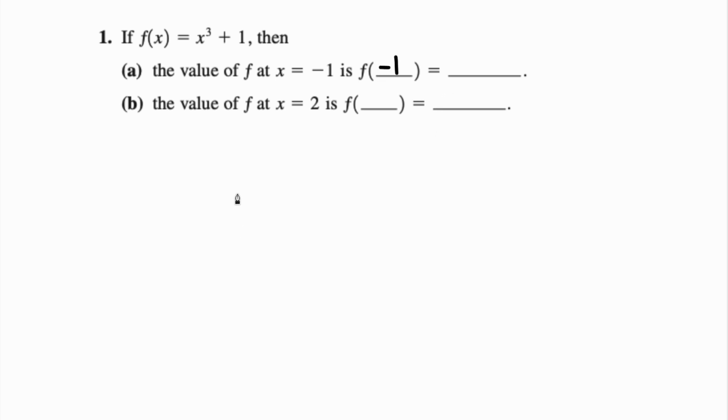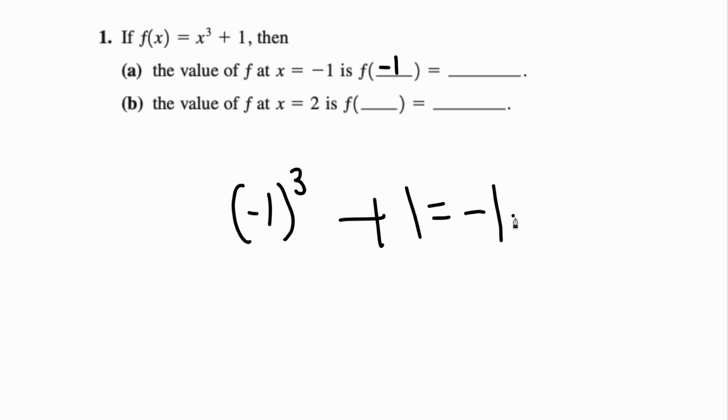So then we would do parentheses negative 1 cubed plus 1. And this would equal negative 1 times negative 1, which would be 1. And then 1 times negative 1 again, which is negative 1. So it would be negative 1 plus 1, and that would equal 0. The value of f at x equals negative 1 is 0.